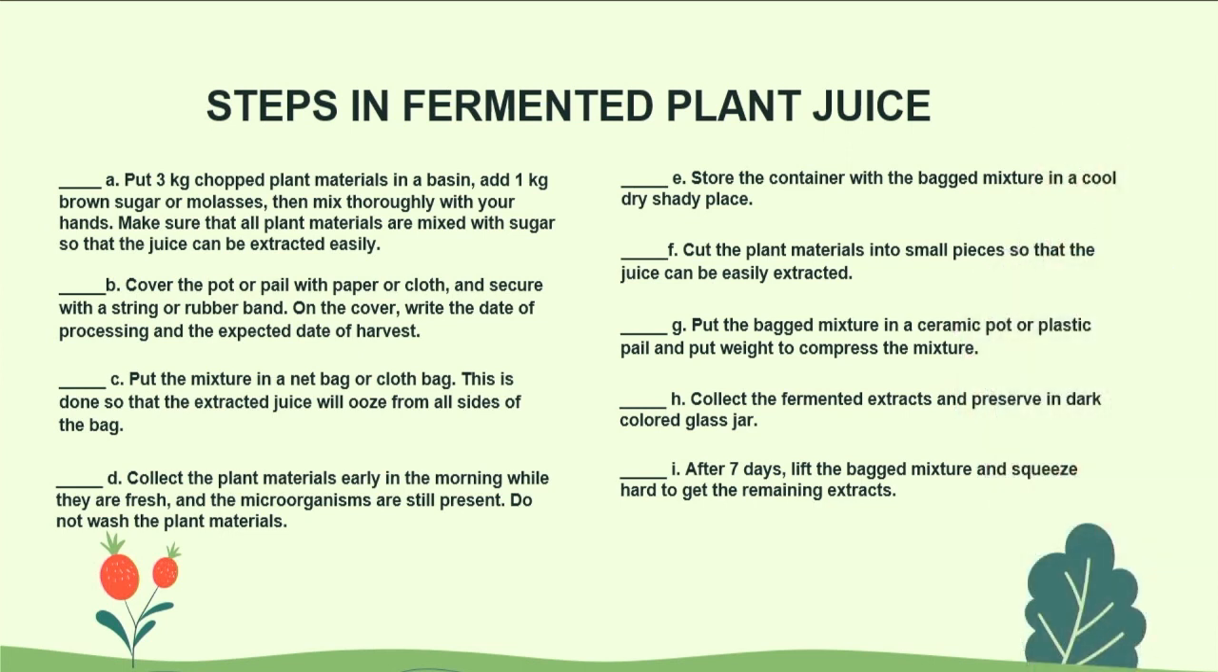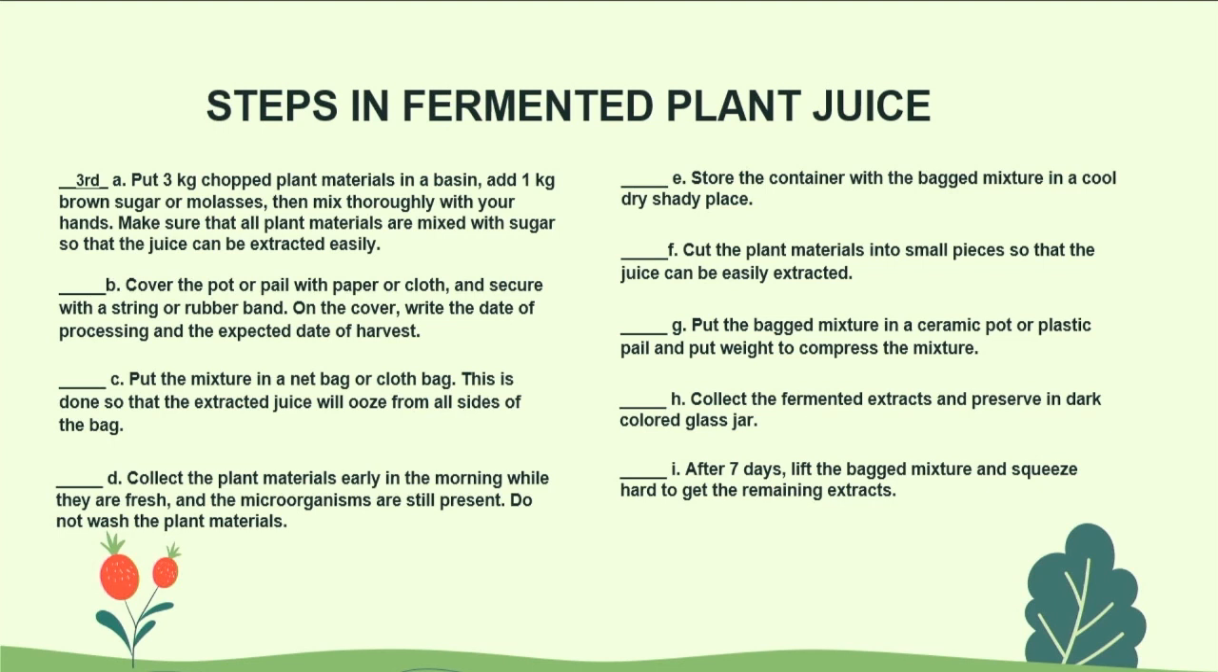Letter A. Put 3 kilograms chopped plant materials in a basin. Add 1 kilogram brown sugar or molasses. Then mix thoroughly with your hands. Make sure that all plant materials are mixed with sugar so that the juice can be extracted easily. What is your answer? Yes, this is the third step in making fermented plant juice.